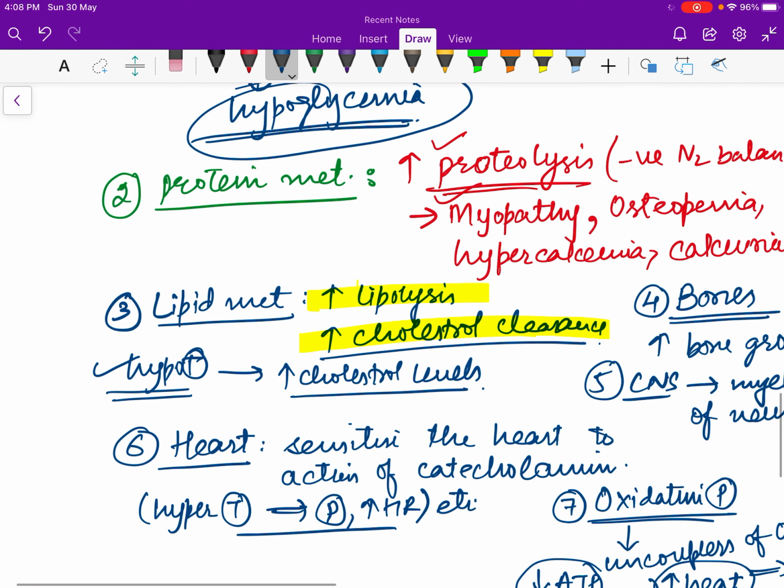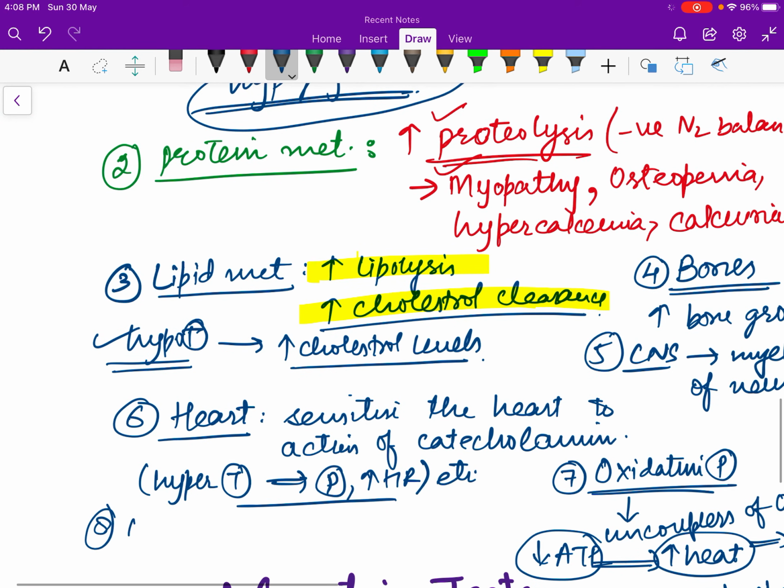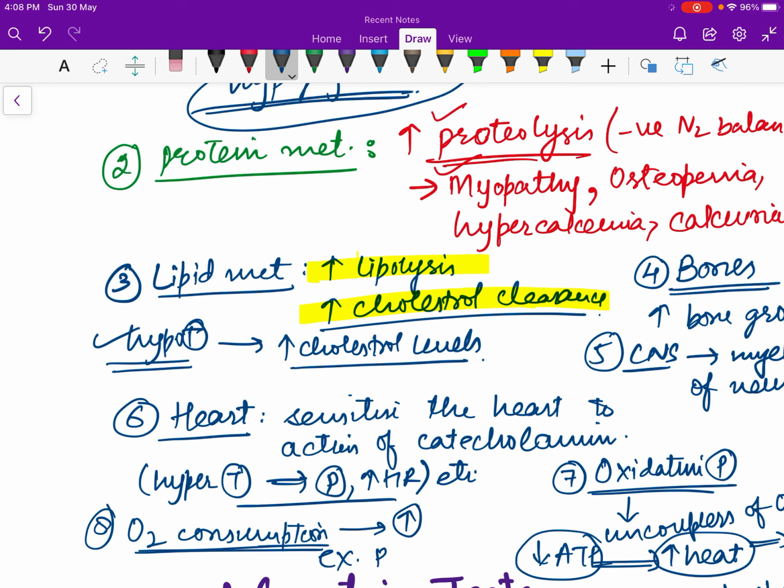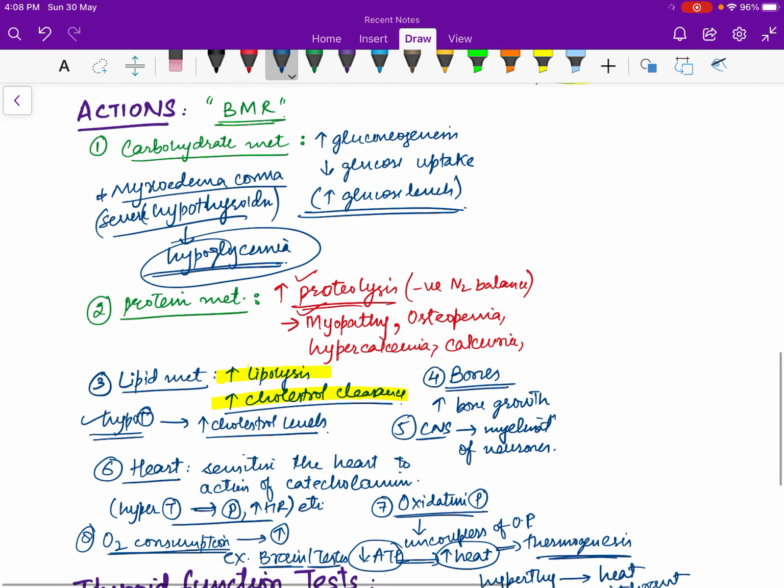Another important action is regarding oxygen consumption. Since thyroid hormones increase basal metabolic rate, they increase oxygen consumption by all the tissues except brain and testes. Okay, so these are two organs where oxygen consumption is not increased. So these are the actions of thyroid hormones.